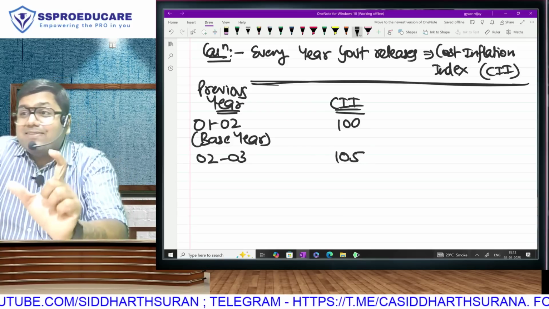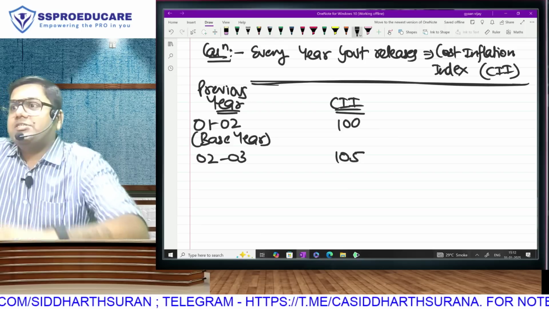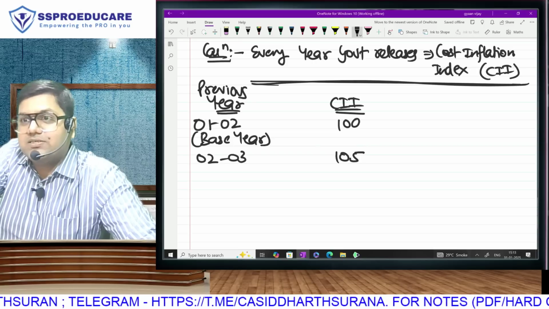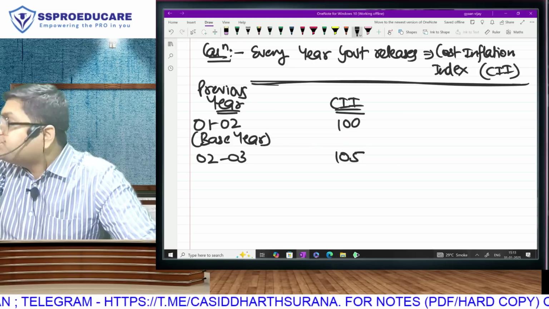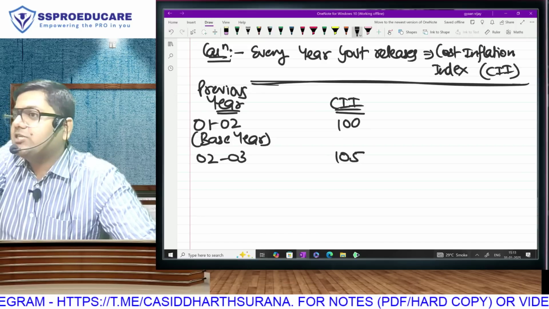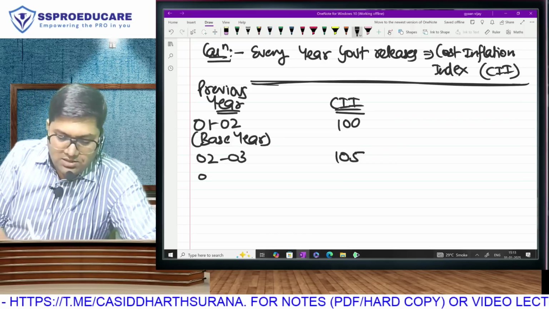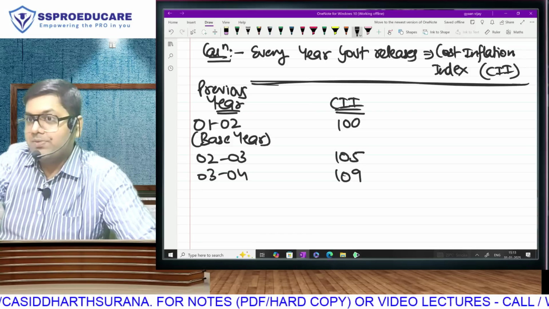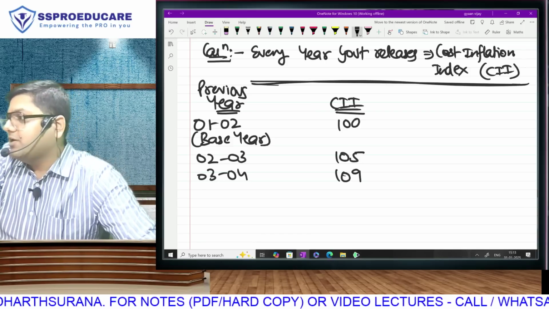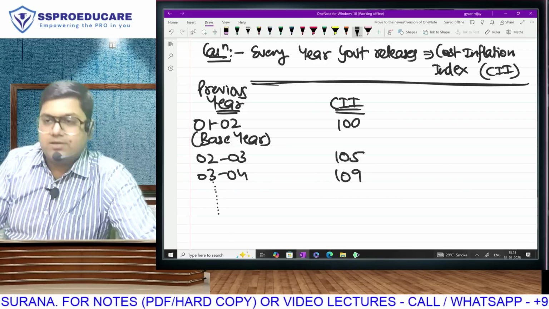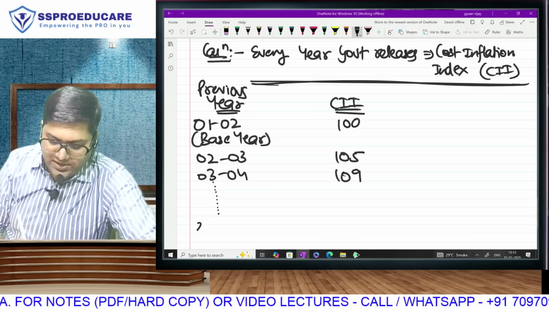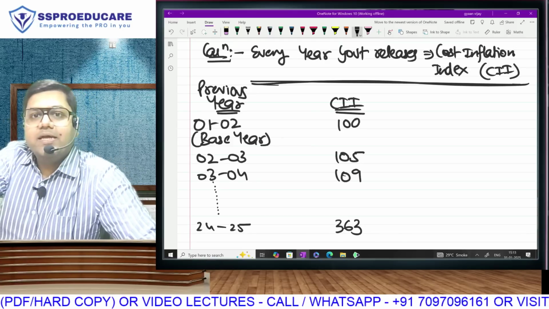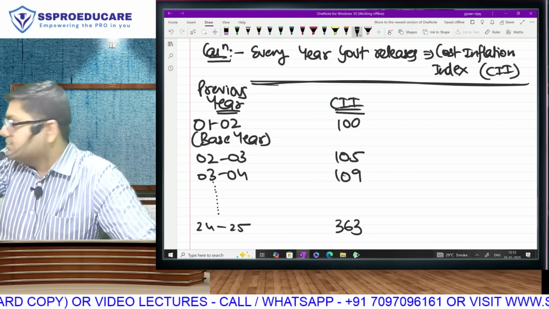This basically means anything whose value was 100 in 01-02 has changed to 105. If your income between 01-02 and 02-03 has not risen by 5%, that means you are already into losses. Expenses have increased by 5%. Your salary should at least match this much inflation. Likewise, in 03-04, they said inflation is this much. Means anything that was worth 100 in 01-02, now follow the story, became how much in 02-03? 105. And 03-04? Like this, if we go further in the story, in the financial year 24-25, the index is 363.